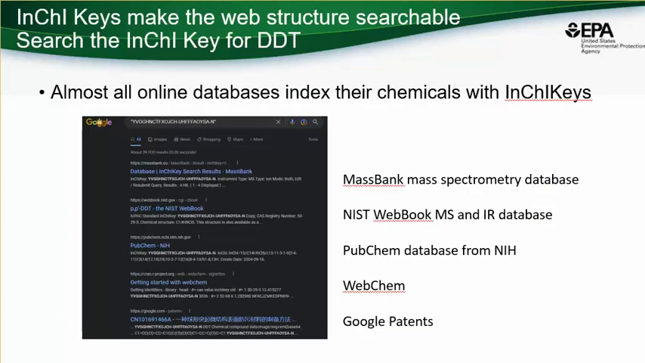InChI keys have made the web structure searchable, so here's an example of where I've taken the standard InChI key for DDT. I've searched it online, and we can find links into the mass spec database, into PubChem, and into Google Patents. Google have done a lot of work with their Google Scholar, Google Books, and Google Patents to use InChI keys and layer on structures to make their entire resources structure searchable.